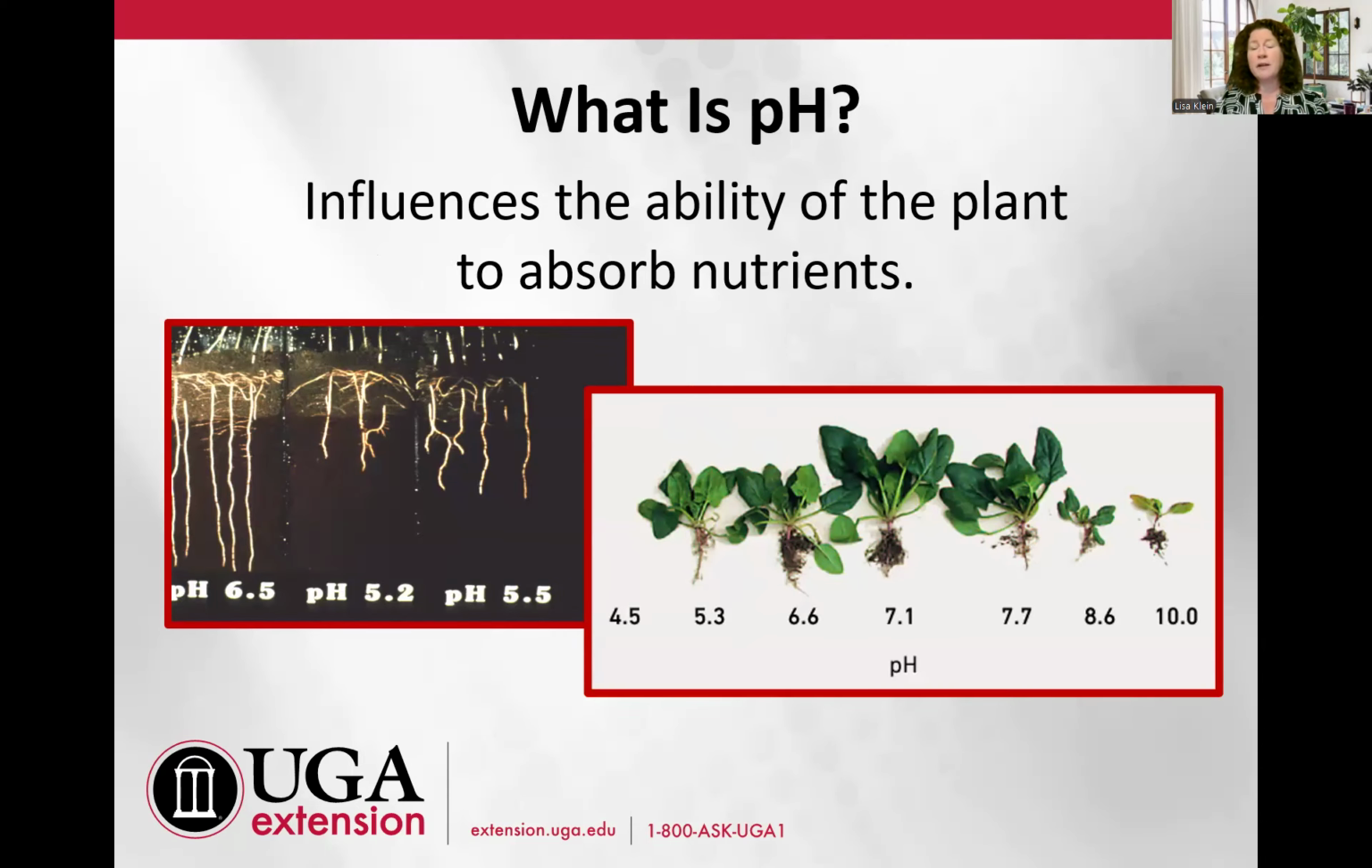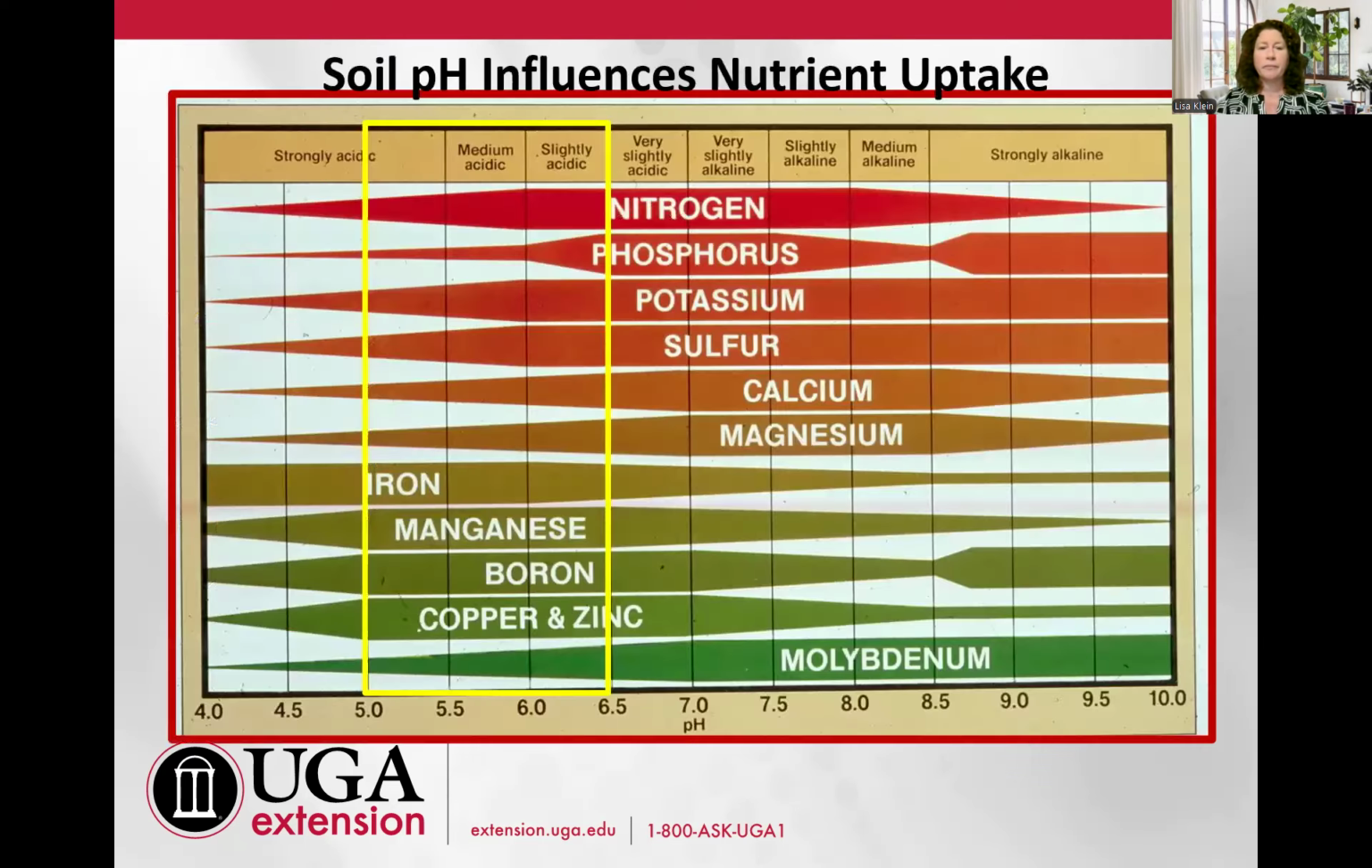It's going to influence the ability of that plant to absorb nutrients. You can kind of see the differences here. There's a lot of different nutrients, like I told you, that plants need, and pH can determine how the plant absorbs them. So at a 7.1, pretty neutral, all the way down to a much more acidic 5.3, you can see those plants can't absorb some of those really important nutrients because of that pH. It changes that bioavailability. And you can see that with the root system too.